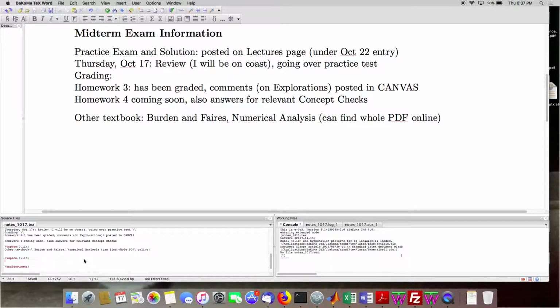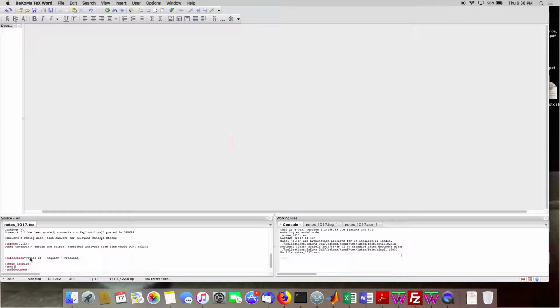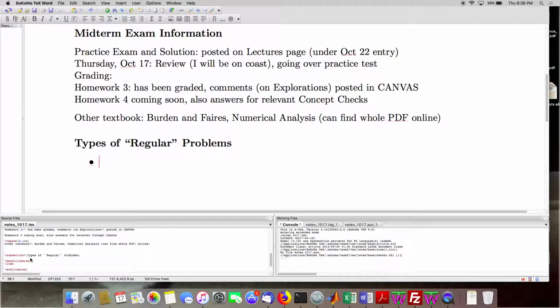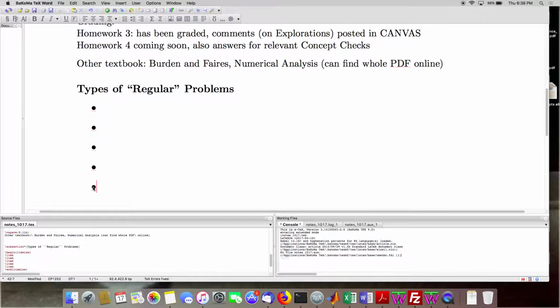Okay, now types of problems. I'll emphasize this is the regular problems. Okay, actually, let's make this a little bigger. So there will be 5 of these regular problems on the test. So I'll say something about each one.